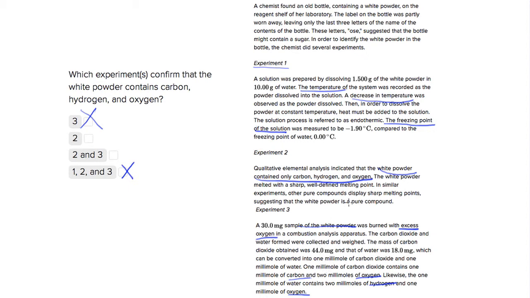This is good, but remember that excess oxygen was added. And since water has oxygen in it and hydrogen, then we don't know if the hydrogen and oxygen found at the end of the experiment indicates that that was coming from the white powder or the excess oxygen. So 3 isn't going to be a safe choice. So as we see, 2 is the only one where we can definitively say that these 3 things came from the white powder.